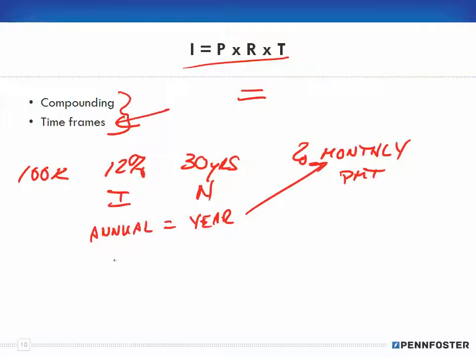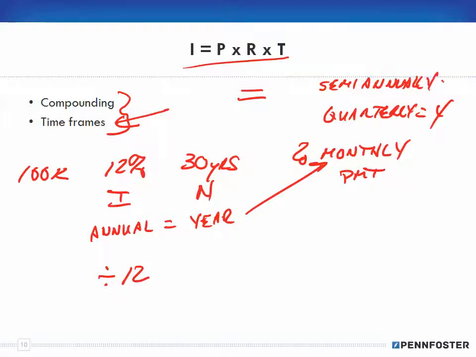To do that, for your interest rate, generally you're going to divide by whatever time frame you're going to be working with. In this case here, monthly, so we're going to divide by 12. But if I were trying to figure out something that was quarterly, that would be 4 quarters in a year. Obviously, semi-annually is twice a year. Weekly is 52 times a year. And of course, daily, depending upon whether you're using exact or ordinary method, would be 360 or 365.